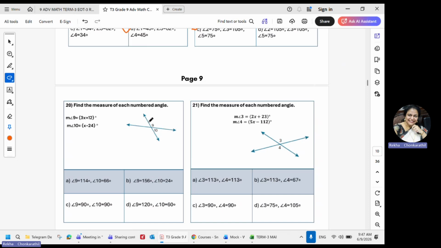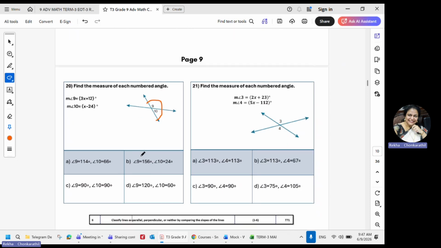In this, which formula will you use? Angle 9 plus angle 10 is 180. First find x, then find the values of angle 9 and angle 10. When you find them, you will see that angle 9 is 156, angle 10 is 24, and the x value will be 48.